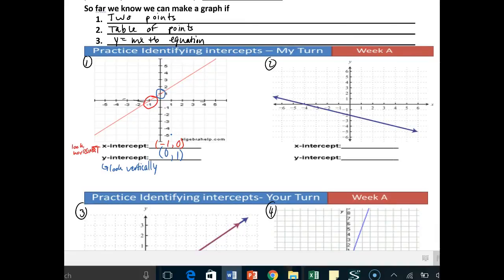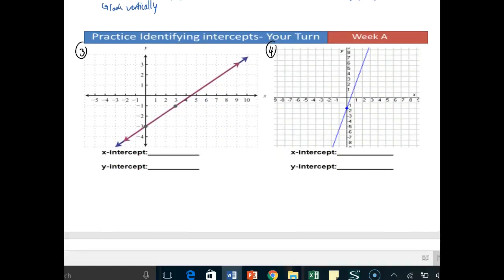Take a look at number 2. The x-intercept of number 2 can be located right here. What is that point? It is -4, 0. So there's the x-intercept. The y-intercept is vertically, right? So we look up, it can be located right there. What is that point? That is 0, -2. Again, you have to move left to right, then up or down.